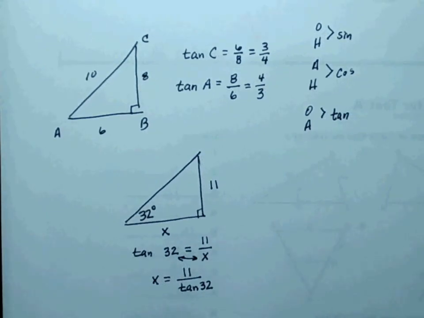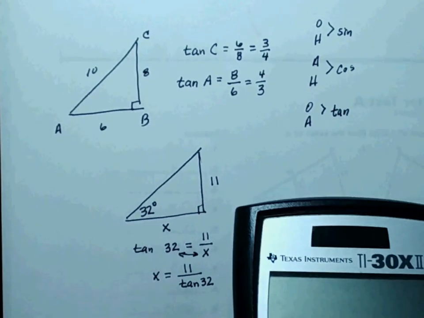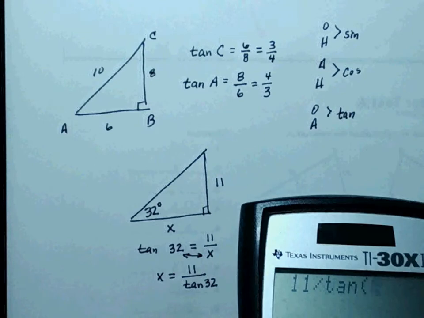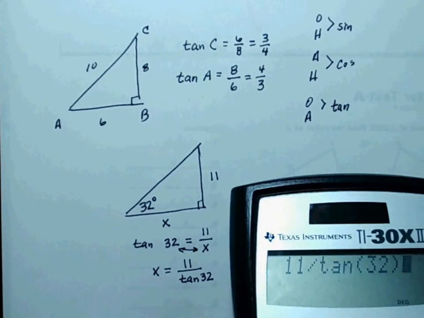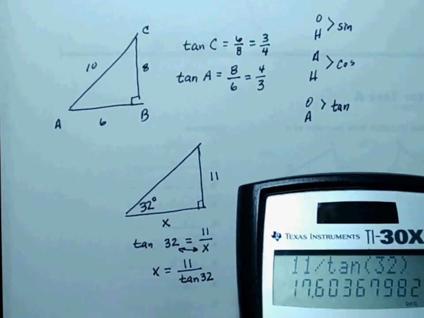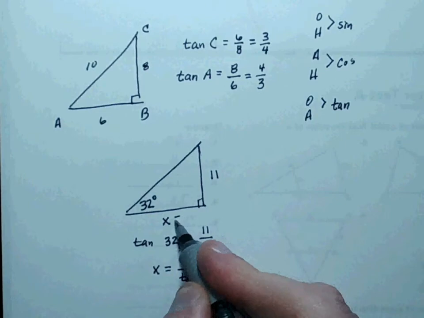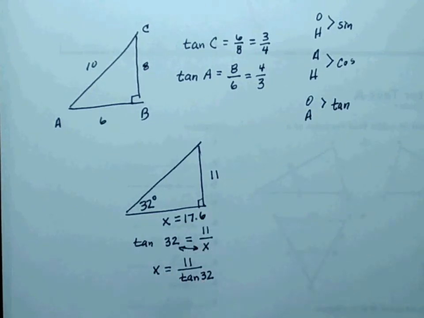So we have that. We're going to take our calculator and put that in our calculator. 11 divided by tangent of 32. Press enter and we get 17.6. Equals 17.6.